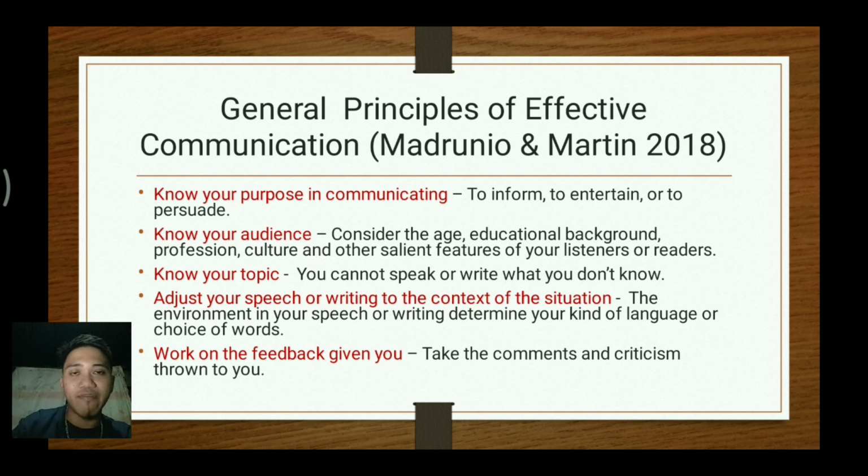Know your topic, of course. You cannot speak or write what you don't know, so we need to study well, prepare well, and study in advance. All resources that will help your presentation or your speech, acquire that one, study that one.